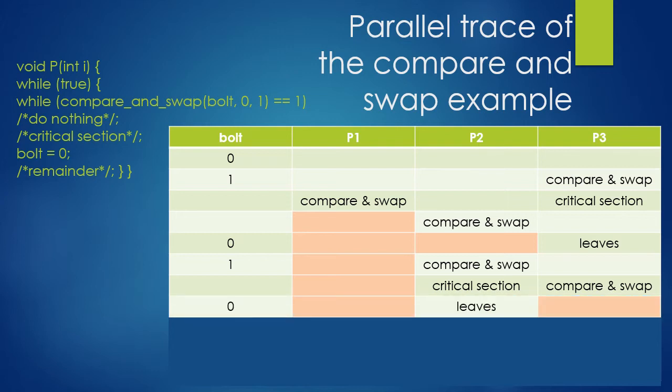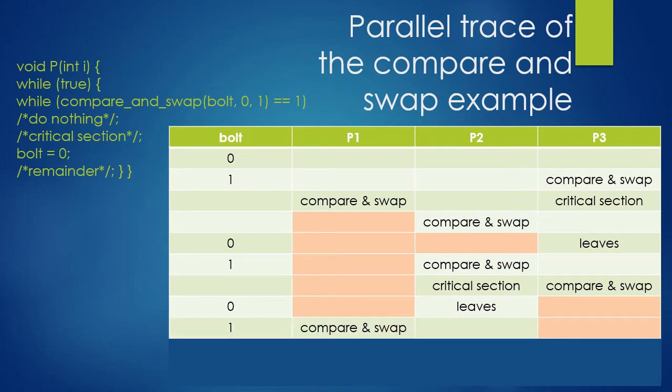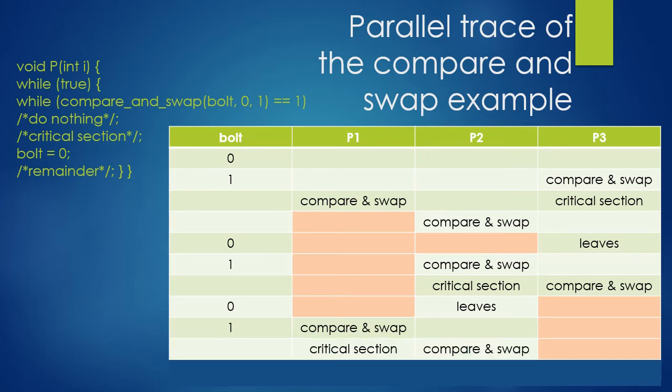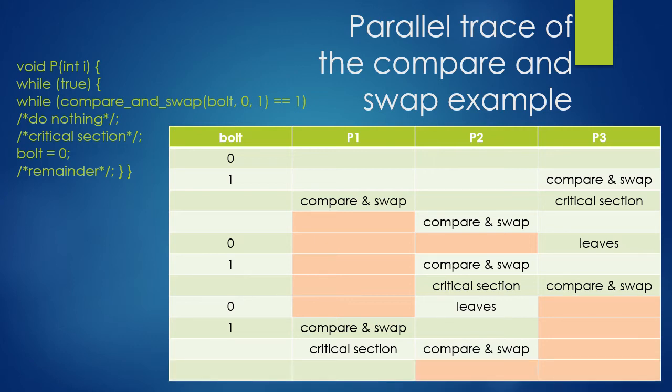P2 leaves the critical section, sets bolt to 0. We assume P1 compares bolt first and swaps bolt to 1 and enters critical section. We assume P2 starts the outer while loop again. P2 does a compare. No swap occurs as bolt is 1 and P2 is caught in the second while. So P2 is busy waiting. When we leave them, P1 is in its critical section and P2 and P3 are busy waiting, checking the value of bolt again and again.